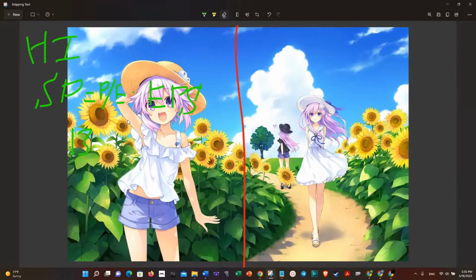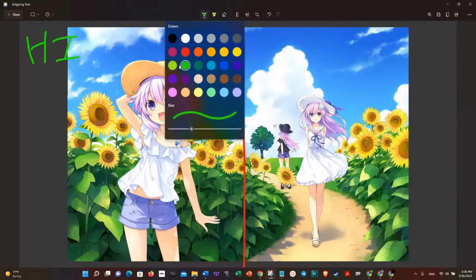You know, let's use a darker color here because I didn't realize this was such a bright image. Let's fix that really quickly. A little bit of bright, dark color.